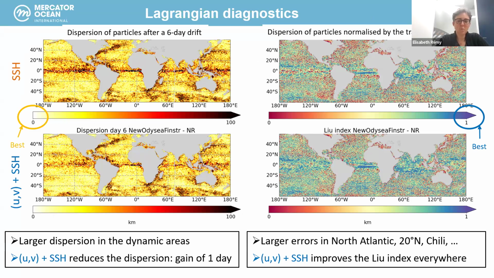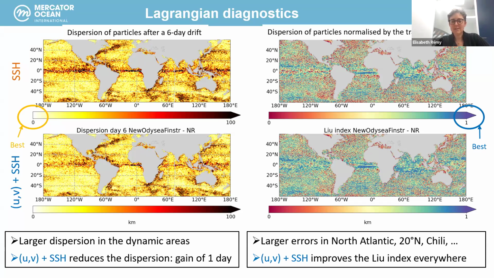So here the comparison is done between when only SSH is assimilated and when the UV is added. On the left, you have the difference in the position after 6 drift days. We can see that the highest values in kilometers are in strong currents, so tropics, ACC, and western boundary currents. At the bottom left, we can see that those distances are reduced. The colors are closer to yellow and white when the velocities are added.